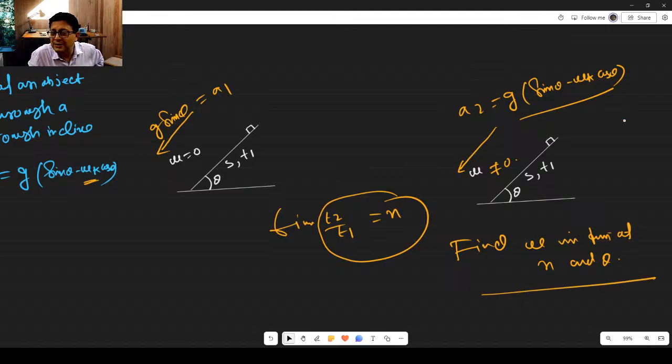Will you try once? Find the value of mu in terms of n and theta. Understood? This is the smooth incline, this is the rough incline. Here time required, there time required. This T2 by T1 is equal to n. Then find mu. And this formula, for all exams, your school MCQ, medical entrance, JEE Main, you can put it directly over there. Clear? So let us do it first.